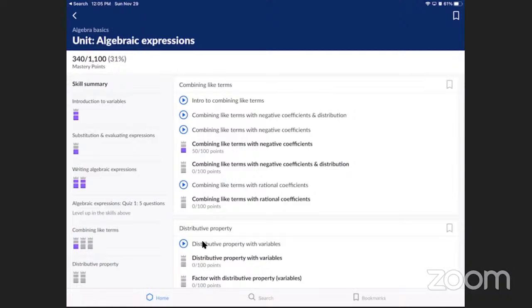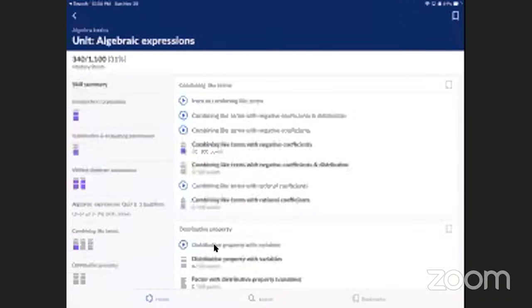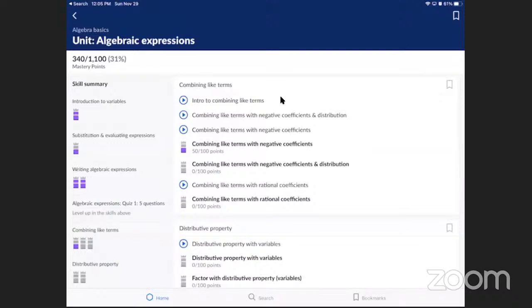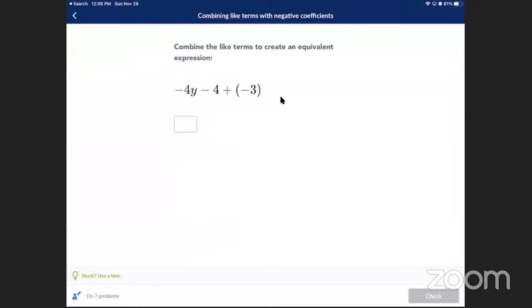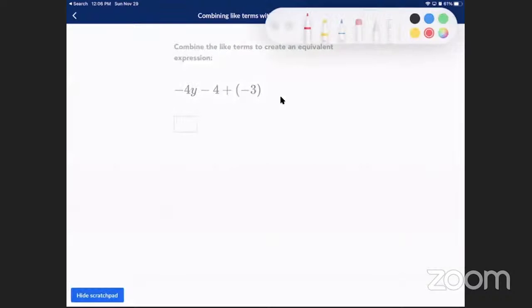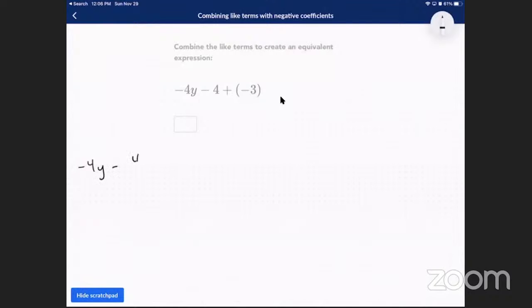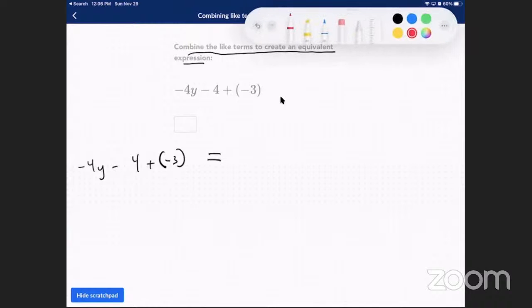So I'm going to go ahead and move on to the first question. Here, combining like terms with negative coefficients. We have some questions here. We have negative 4y minus 4 plus negative 3 in parentheses. It says combine the like terms to create an equivalent expression. So we're just going to create an equivalent expression on this side.